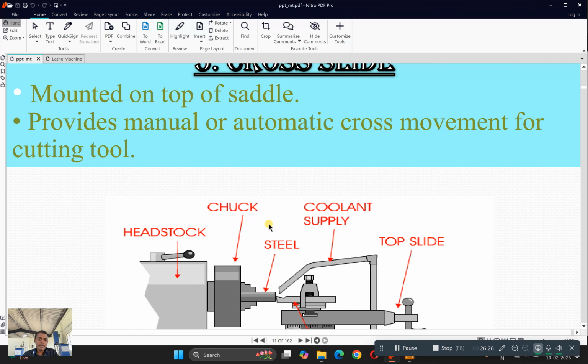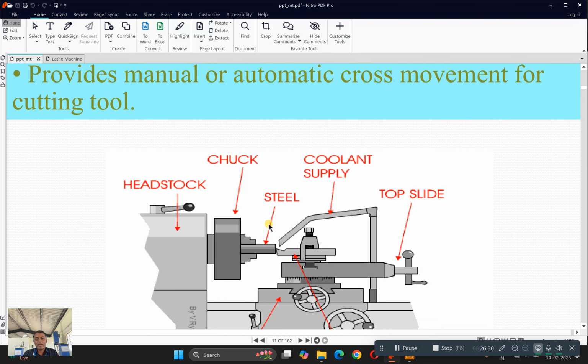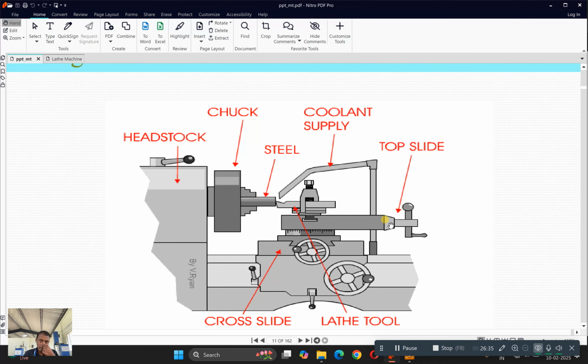Then the cross slide. So this cross slide is mounted on the top of the saddle. It provides manual or automatic cross movement for the cutting tool. So this is your cross slide, and this is your compound rest. By revolving this handle, your cross slide will be moving in the transverse direction.